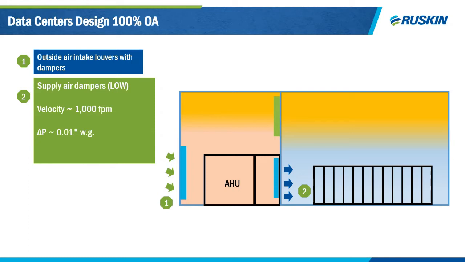You got to reduce the pressure. Typically they're sized at about 1,000 feet per minute, maybe a little bit lower, maybe a little bit higher. Your pressure drop typically is about 0.01. And again, the lower the pressure, the better it is for the energy efficiency of the system. And then you direct that air to the server.